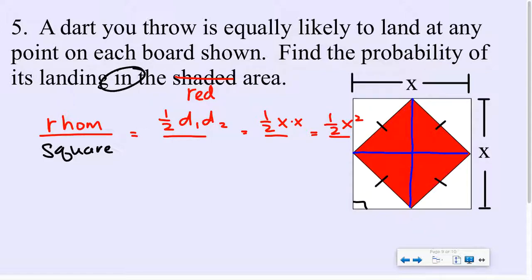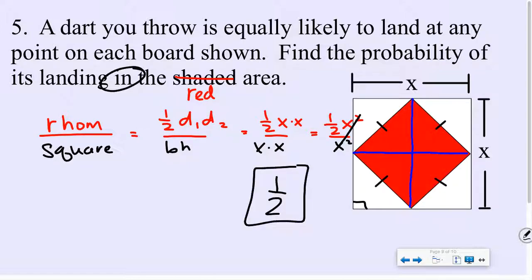For my square, there's multiple ways to find the area of the square, but we could probably go to the basic one. What's your most basic one? Base times height. What's the base length? What's the height? And x times x is x squared, so we've got 1/2 x squared over x squared. What's going to happen to these x squareds? So what's our probability? 1/2. If I gave you dimensions, say it was a 5 by 5 square, and you calculated everything, it would still come out to be 1/2.